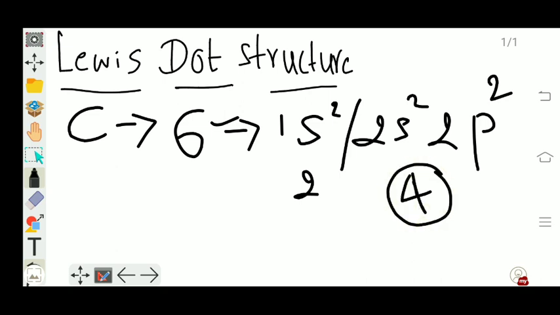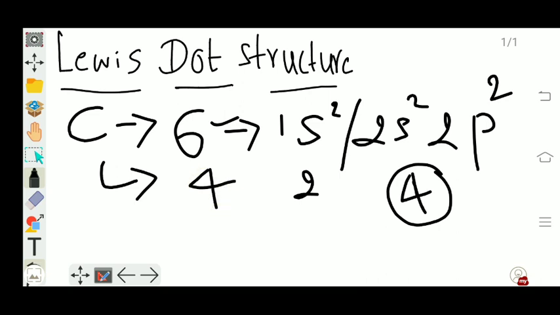In a Lewis dot structure, the valence shell electrons are involved in the bonding, which means they are used to form a molecule. For example, in CO2 or CH4, the carbon will share these 4 electrons with electrons of another atom and form the molecule by following the octet rule. Carbon will follow which rule? The octet rule. The valence electrons of carbon are 4.